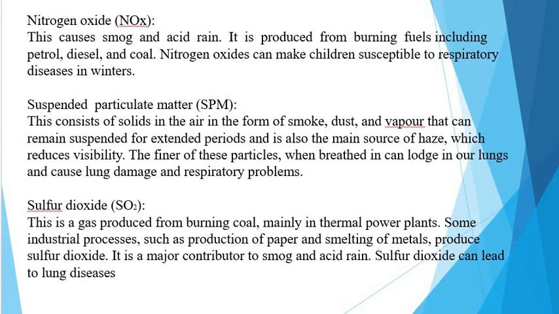Sulfur dioxide is the gas produced from burning coal, mainly in thermal power plants. Some industrial processes such as production of paper and smelting of metal produce sulfur dioxide. It is a major contributor to smog and acid rain. Sulfur dioxide can lead to lung diseases.